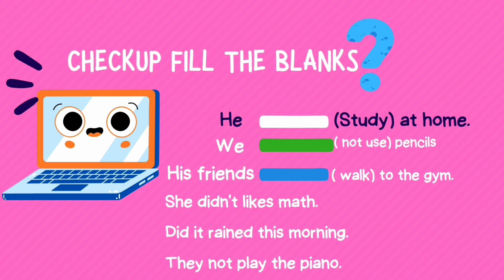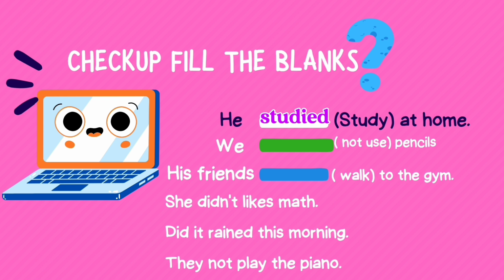Now, let's practice regular verbs in the past simple tense. Take a look at the first sentence. He blank at home. The verb is study. Remember, when changing a regular verb into the past tense, we add d or ed to the end of the verb. However, there's a separate rule for words that end in y, such as study. We drop the y and we add ied. So the correct answer is he studied at home.